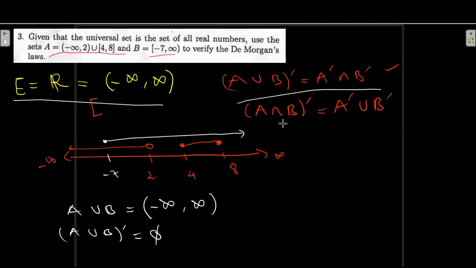Now, I can verify the other side. I have A complement intersect B complement. So I have to find A complement intersect B complement. I first have to find my A complement. A complement is all elements that are not in A but sit in the universal set. So my A is here. The part that I will shade yellow is what is going to represent the A complement. So we're saying this part here and this part all the way going up to infinity.